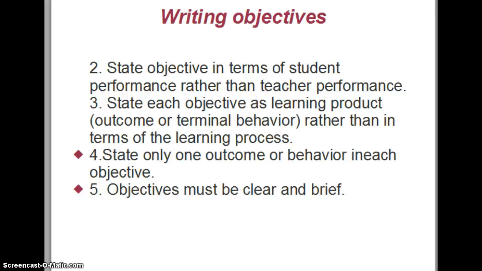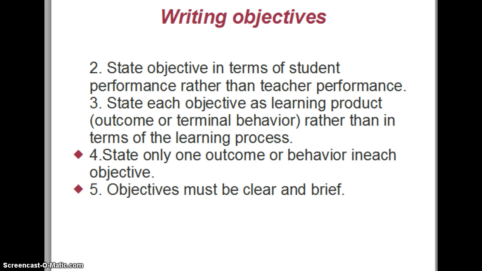Secondly, you're going to state the objective in terms of student performance rather than teacher performance. What must the student do? Not what you're going to do as a teacher, but what must the student do? You're going to state each objective as a learning product. In other words, the outcome or what it will look like when it has been completed. What will you be able to measure or observe so you know that the child has accomplished this particular behavior?